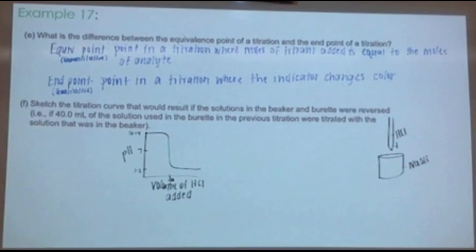So this is example 17. You can see how this was a sample free response question. This one was mostly conceptual, thinking about what's happening in the titration. Questions on this example?